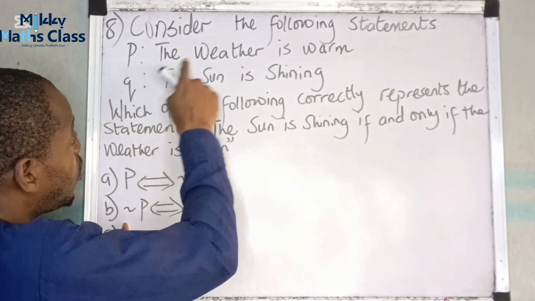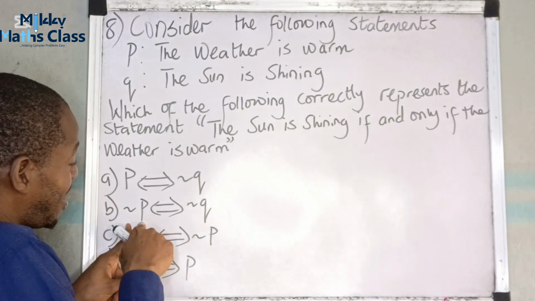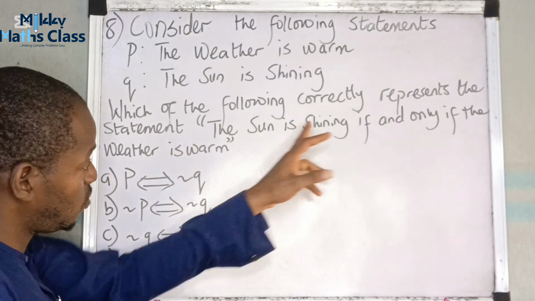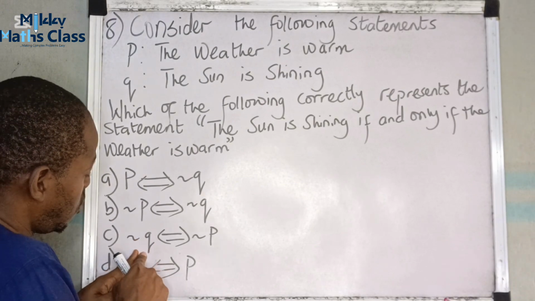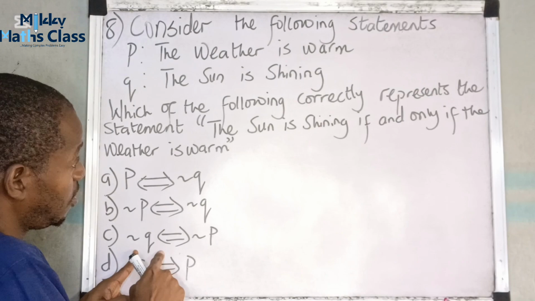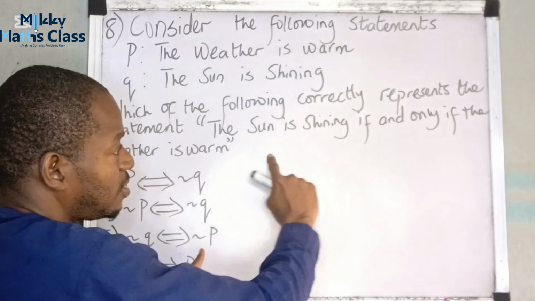Option B means this is negation of P. Negation of this statement, the weather is warm. It means the weather is not warm. This statement means the weather is not warm if and only if the sun is not shining, which is not what is here. Option C, this means not Q, that's the sun is not shining if and only if the weather is not warm. That is not what is here.